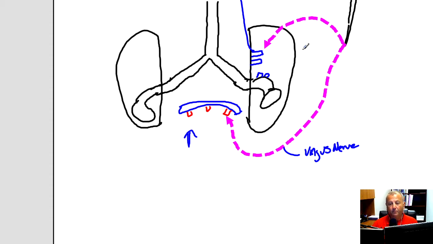All right, and so what about pressure? I forgot to, hang on one second, draw some ribs. There we go.